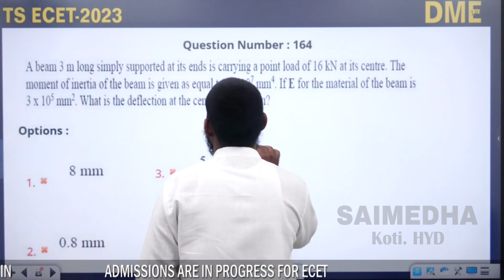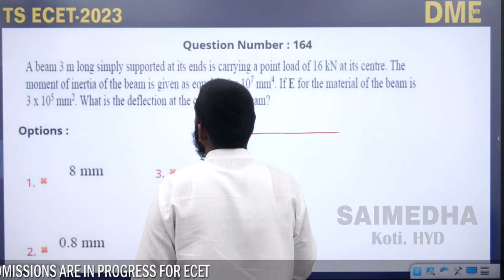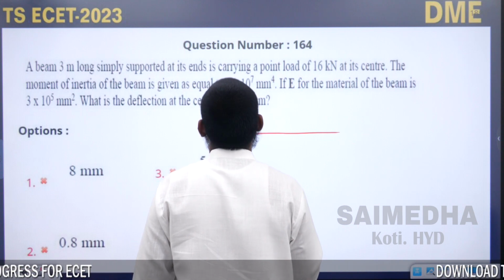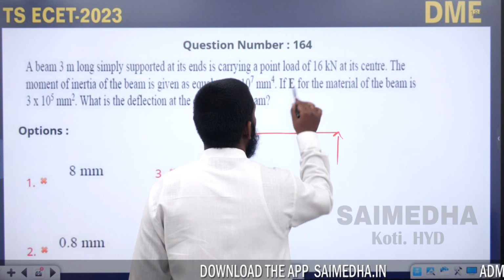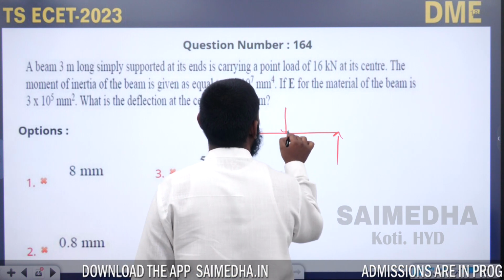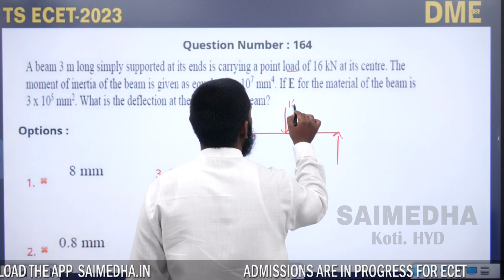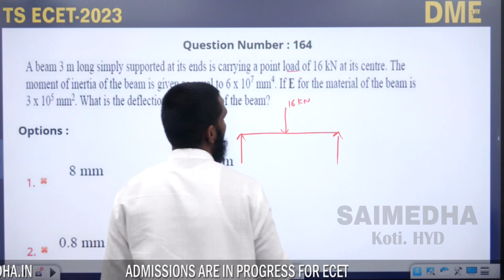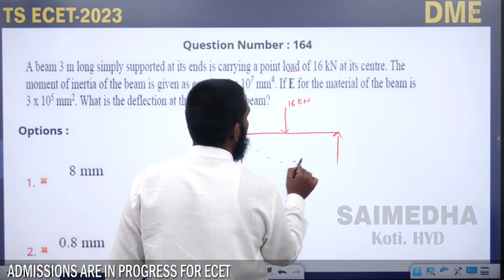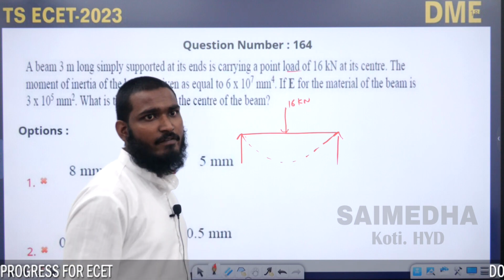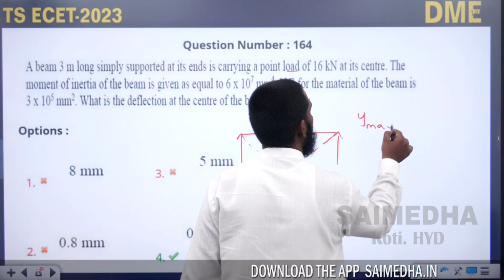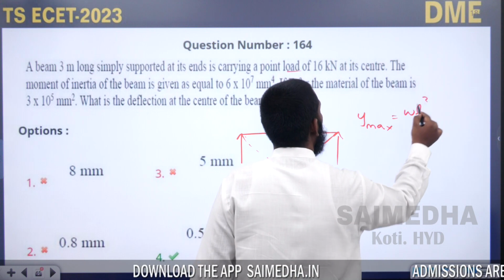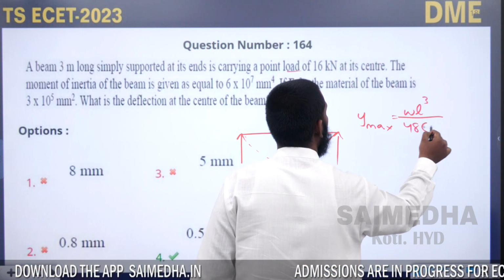Suppose we have taken the beam, which is a simply supported beam, with a point load at the center. The point load is 16 kilonewton. If you want to find the maximum deflection, we have a direct formula for this. We write it as Y max, and Y max is equal to WL cube divided by 48 EI.